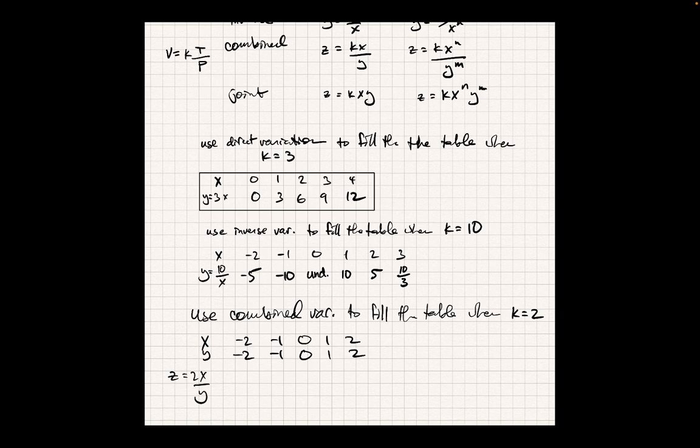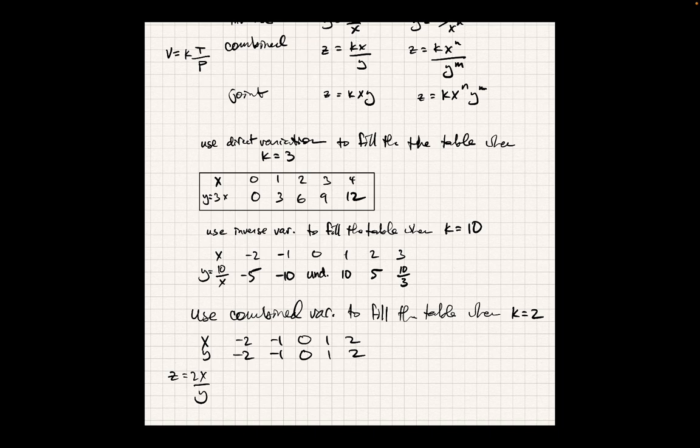How did you get that? Because k is 2, so we put that in for k. And where did you get the basic formula? From combined. Yeah. Right.